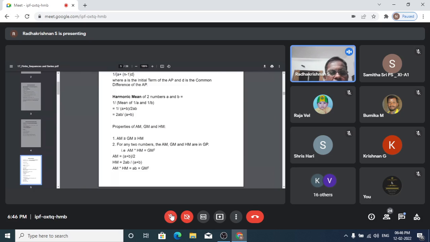If three numbers are in GP, the first term into the third term becomes the second term's square. So this is a property of the means. Sometimes they will give AM and GM and ask to determine the third, and then this relation will become important.